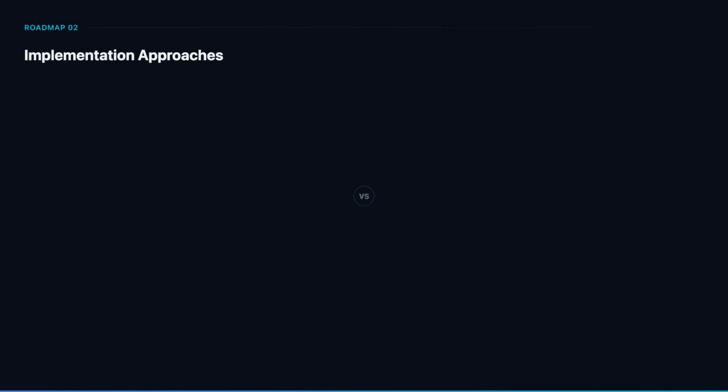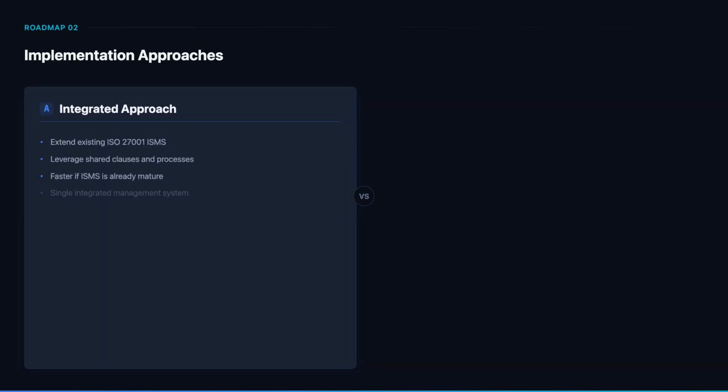Organizations can choose different approaches to ISO 42001 implementation depending on their maturity and urgency. Let's compare 2 common strategies. The integrated approach extends your existing ISO 27001 ISMS to include ISO 42001 requirements. Since both standards share the Annex SL structure, you can leverage existing processes for context, leadership, and improvement. This is faster if your ISMS is already mature.